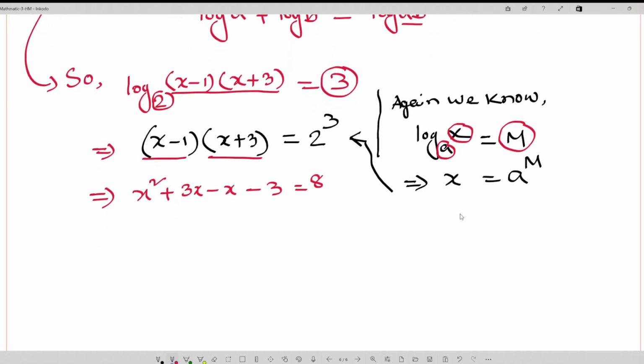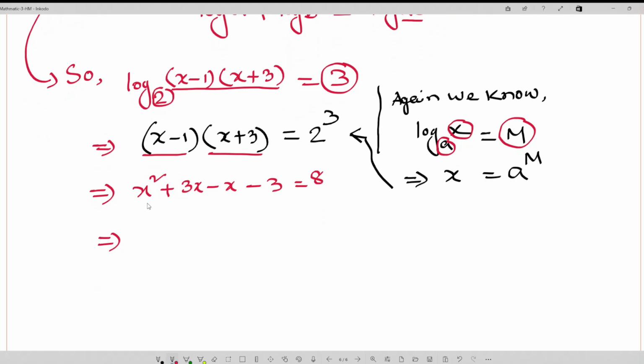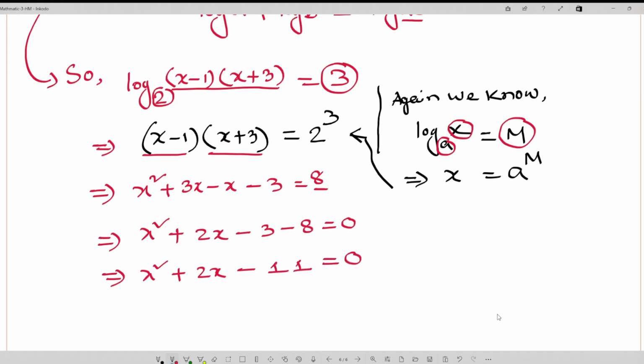Okay. Now what will be the next thing? x square plus 2x minus 3, and this 8 will be transferred to the left side, so minus 8 equals 0. So what is this? x square plus 2x minus 11 equals 0. This algebraic expression, or we can say this quadratic equation, we can solve by the general method.